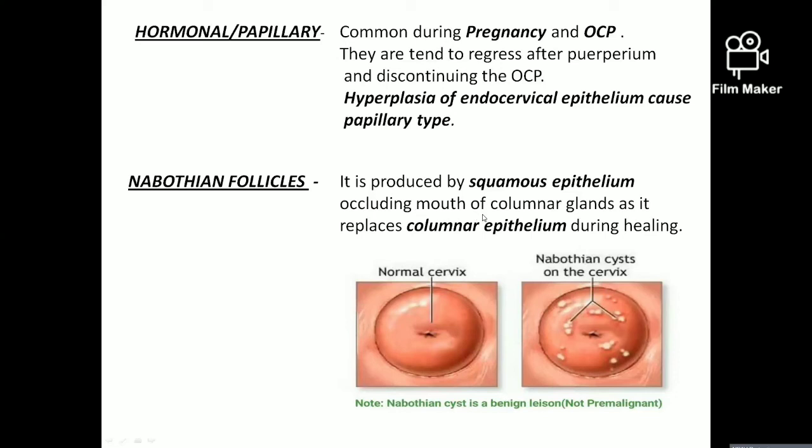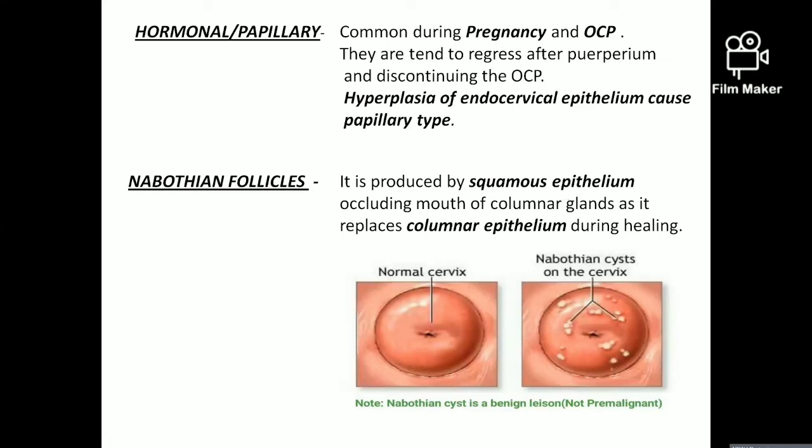First of all, there is the follicular cystic erosion. It is produced by squamous epithelium. This squamous epithelium occludes the mouth of the columnar glands. This occurs when healing takes place. We have seen the simple flat type. After the denudation, the squamous epithelium has to again replace the columnar. This occurs during the healing process.